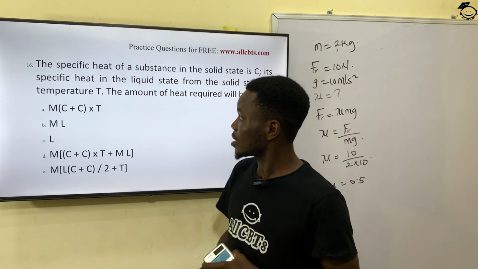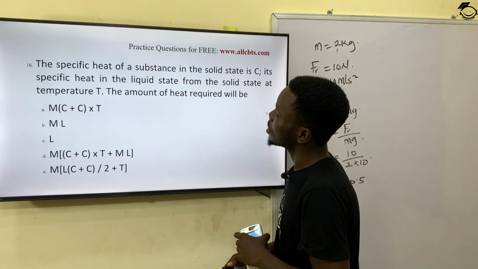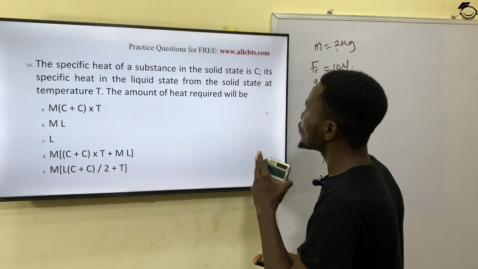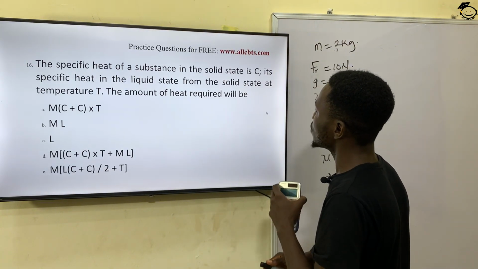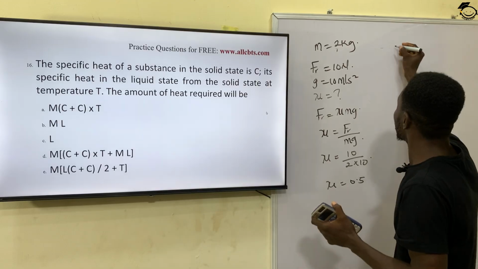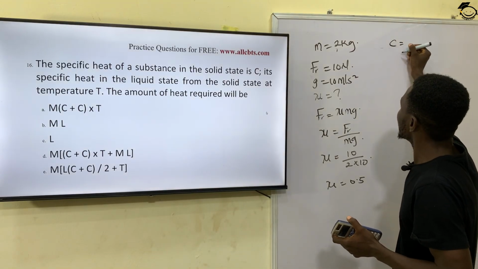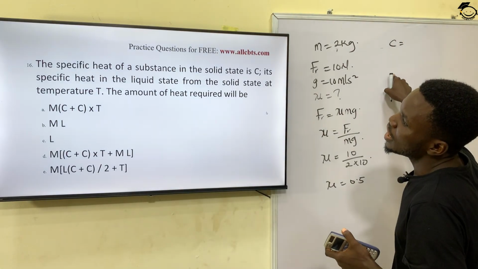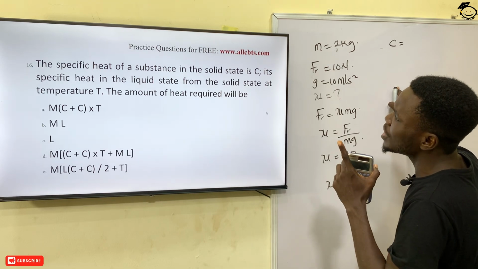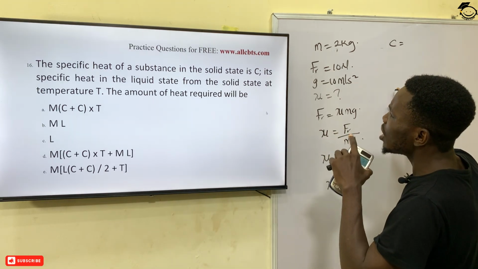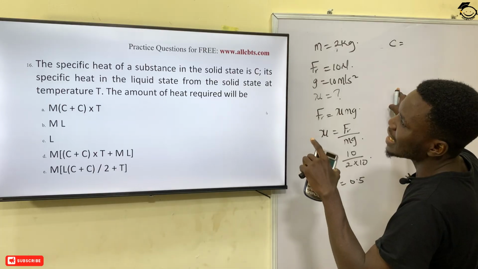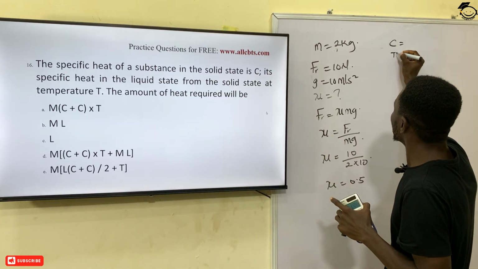Moving on to question number 16. It says, the specific heat of a substance in the solid state is C. So we have the specific heat in the solid state as C. And the specific heat in the liquid state from the solid state at temperature T. So we have a temperature T.